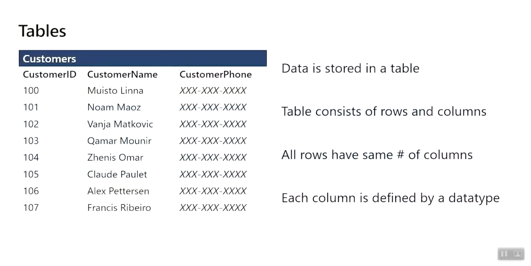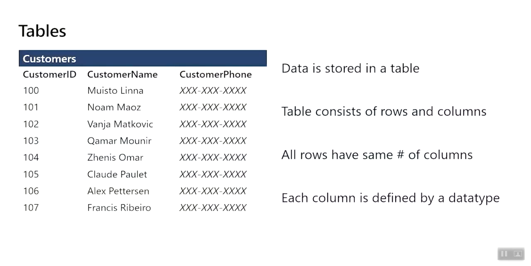We'll start with tables. A table is where data is stored in relational databases. They consist of rows and columns, and all the rows have the same number of columns. Each of the columns is defined by a data type. One of the main benefits of a computer database is that it makes it easy to store information so that it's quick and easy to find.